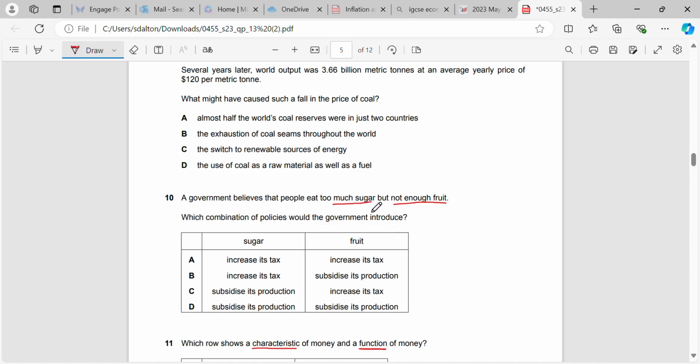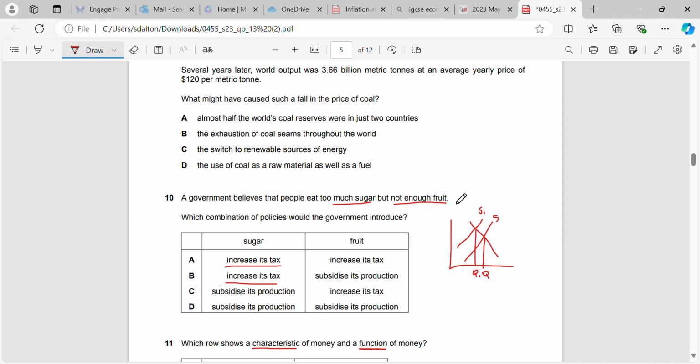What combinations of policies would the government introduce? Okay, so the first thing to consider is, if they eat too much sugar, we need to reduce the consumption of sugar. So what we're going to do when we want to reduce the consumption is we're going to increase its tax. Because what we want to do here is shift supply to the left, which will increase the price. And if I bring these down here, it will reduce the quantity that is consumed. You can see we'll move to Q1 from Q.